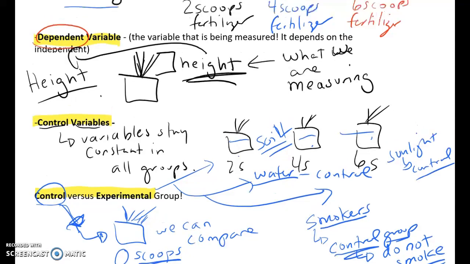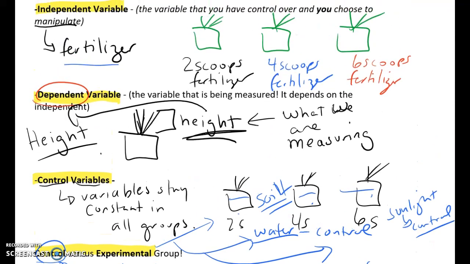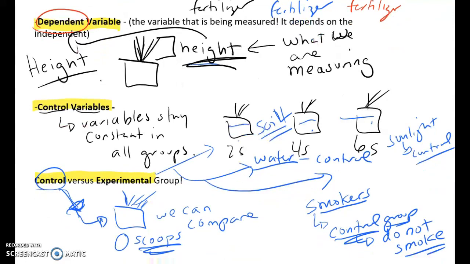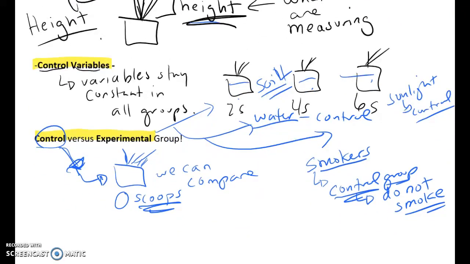Okay. In review, you have your independent variable, which is independent of your experiment. It's what we are manipulating. So that was our fertilizer in this case. You have your dependent variable, which depends on what's being measured. And in this case, it's the height. And you have your control variables, which stay the same and constant throughout the experiment. That could be such as water, soil, and sunlight. Your control group is what you're comparing to. That is something that you can compare your experiment to. So it has 0 scoops in this case. So we can see whether our fertilizer actually works.